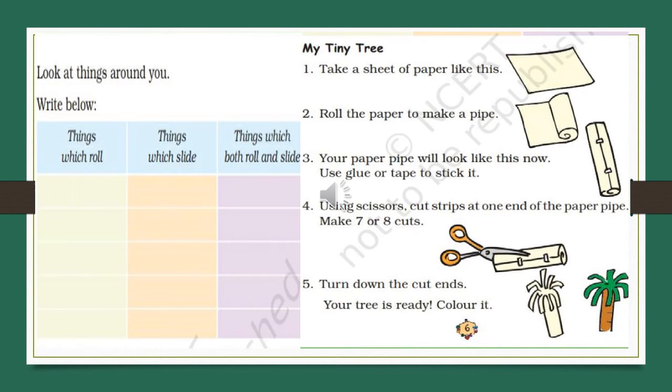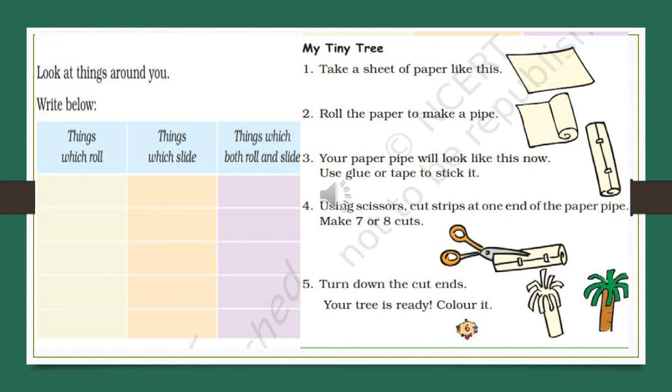See here, this is your observation table and you have to write this down after material required. You have to prepare the table on the sheet: things which roll, things which slide and things which both roll and slide.